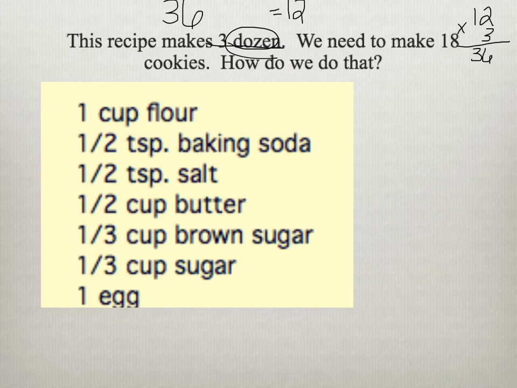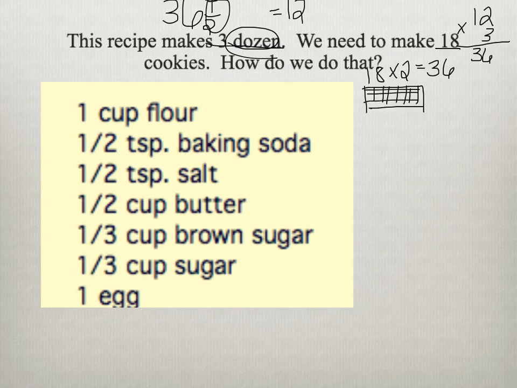And I only need to make 18. Well, if you're quick with your multiplication facts, you might have noticed that 18 times 2 is 36. So 18 is exactly half of 36. If you didn't know that, you could have also drawn a model with 36 little cookies on your model. Probably take you a while to draw out. And then you could shade in 18 of those cookies, and you would probably notice that it's exactly half of the pan of cookies.